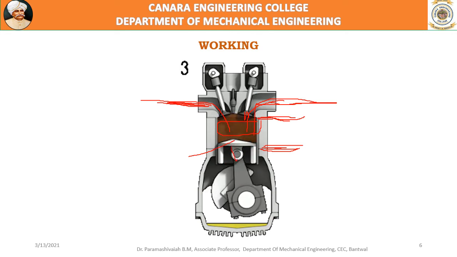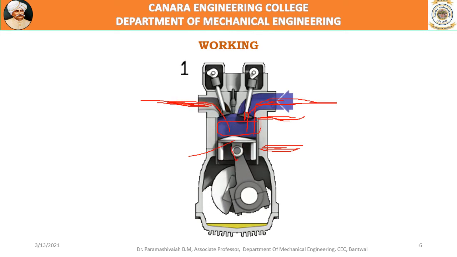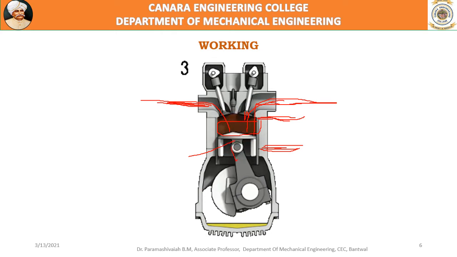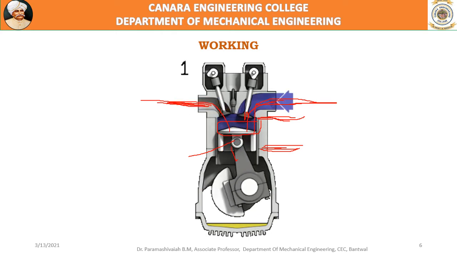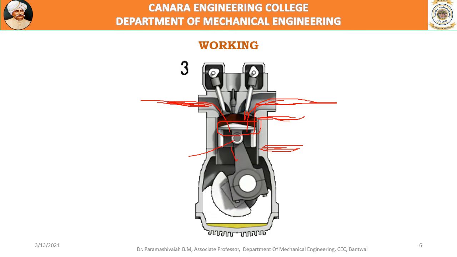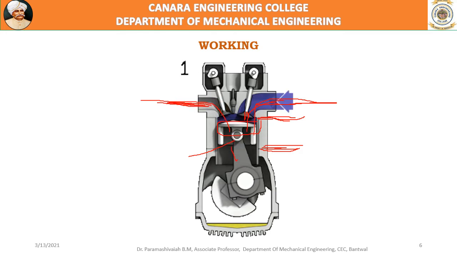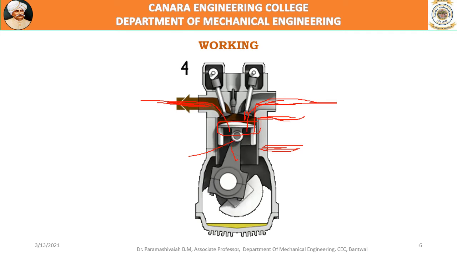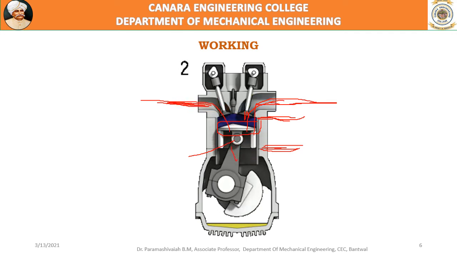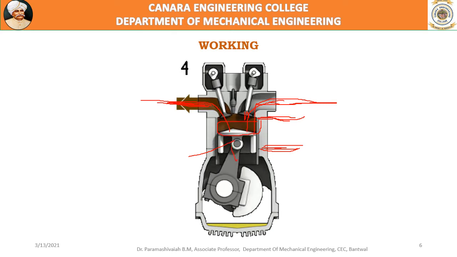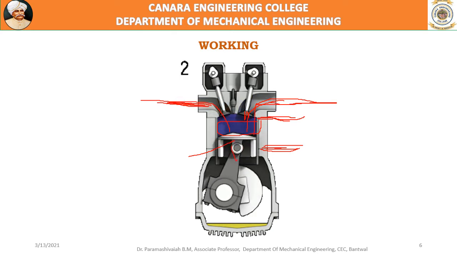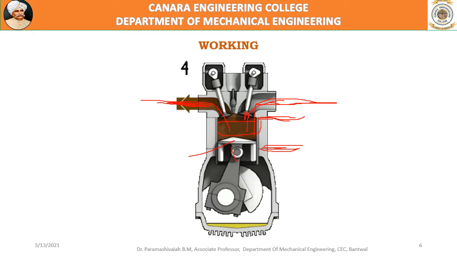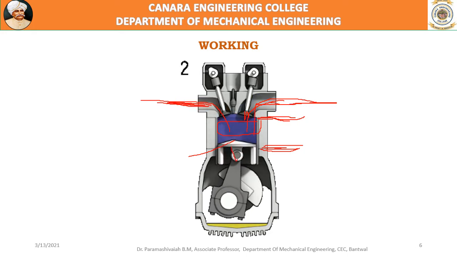Now we will see how a four-stroke engine works. Now this blue color indicates the low temperature air or air fuel mixture taken into the cylinder. So now stroke number 1, you see the suction stroke, wherein the inlet valve opens and air or air fuel mixture is drawn into the cylinder, during which the piston moves from TDC to BDC. This stroke is called suction stroke, where air or air fuel mixture is drawn into the cylinder. Once it is drawn completely, the inlet valve closes.